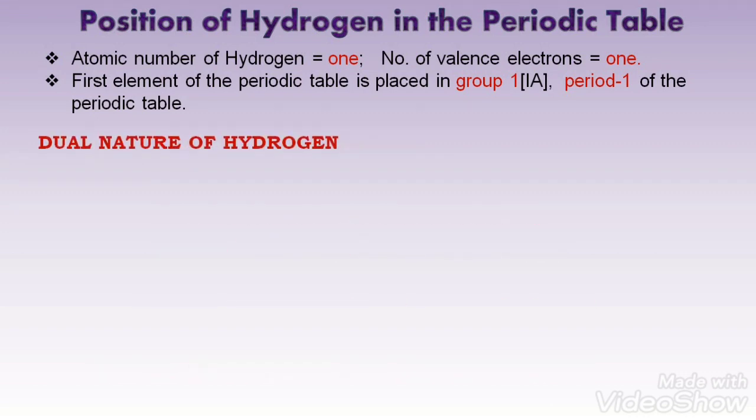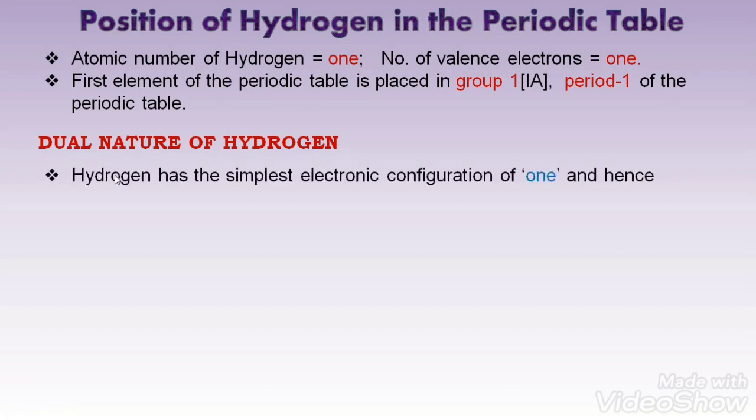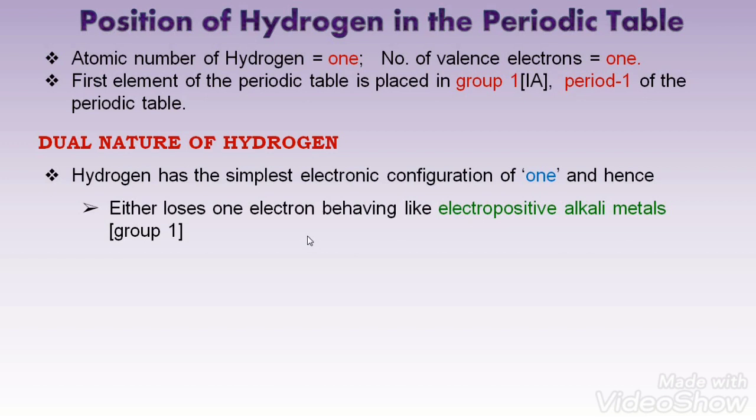Now we know that hydrogen has a dual nature. Dual nature is two characters because it is placed in two positions in the periodic table. We already know about the two positions. It is placed in alkali metals in group 1 and also in halogens, that is group 17. Now why this dual nature? The dual nature of hydrogen is because it has a simple electronic configuration 1 and hence it loses one electron, behaving like electropositive alkali metals of group 1.